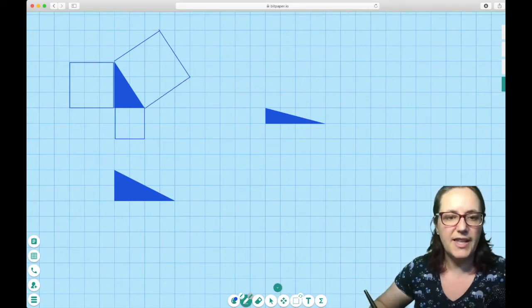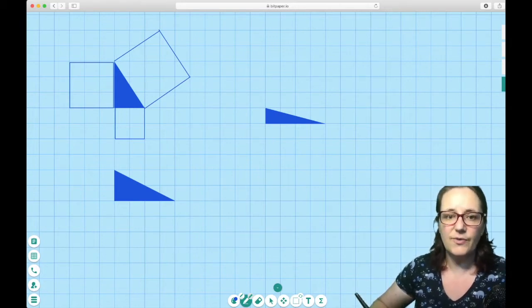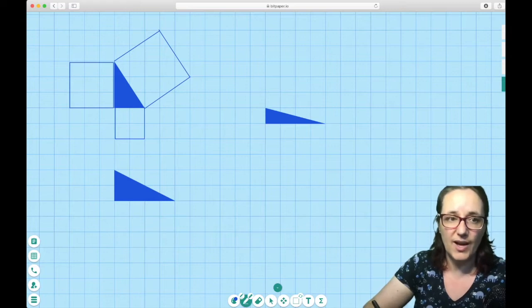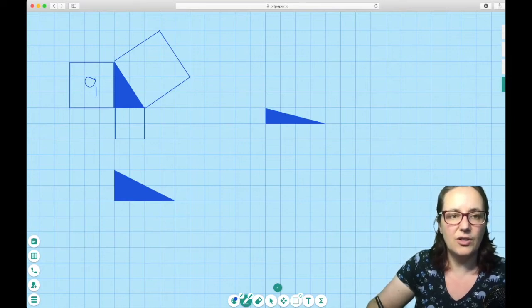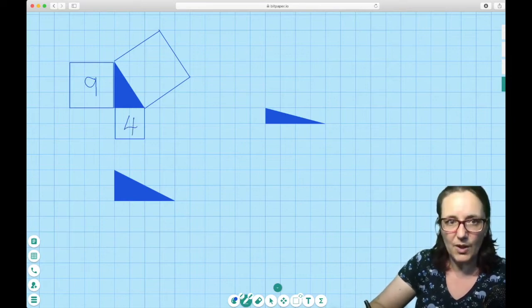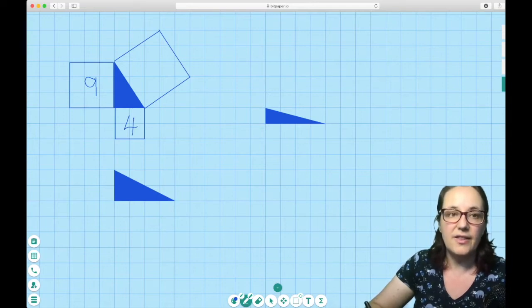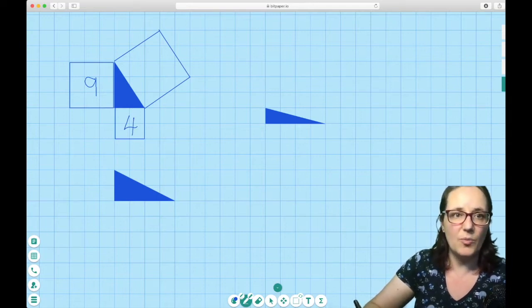Now, when I'm finding the areas of these squares, the first two I drew are very straightforward. You could just count the squares, or you know it's 3 squared, it's 9. And we know that this one here is 2 squared, it's 4. When it comes to counting the third area, that's a little bit more awkward.